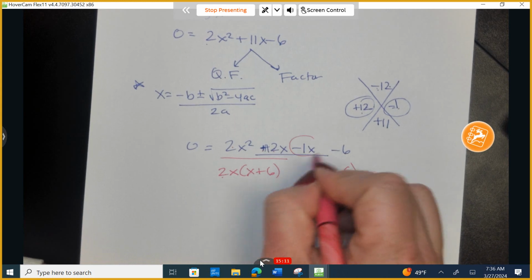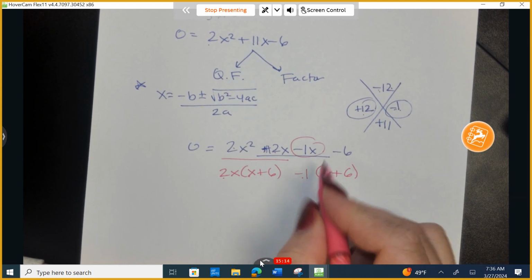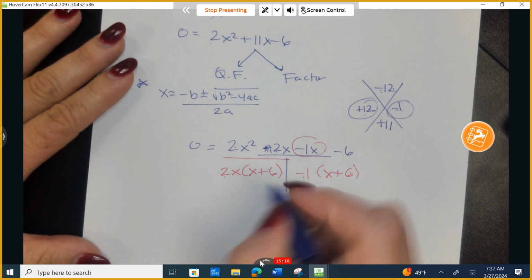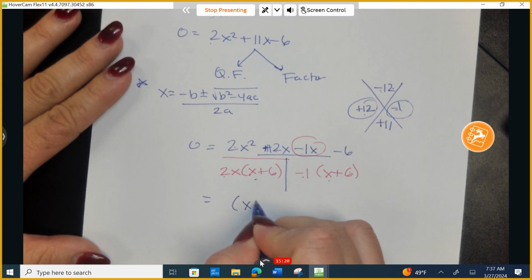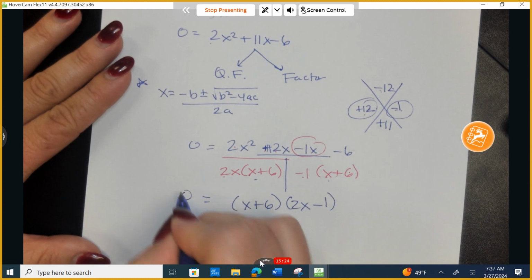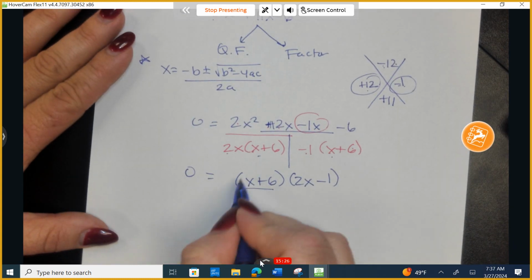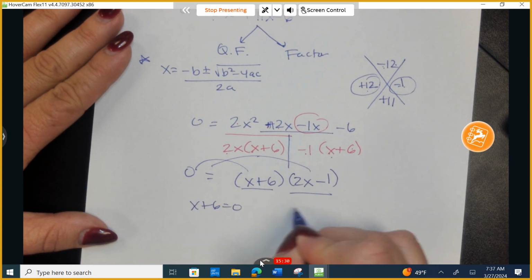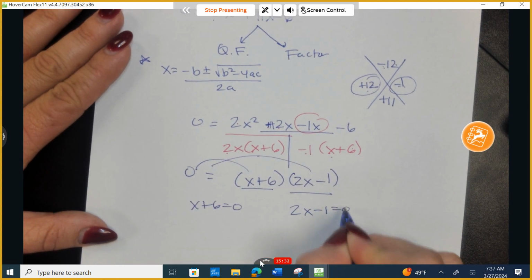What times x gives us a negative 1x? A negative 1. Negative 1 times 6 is, in fact, a negative 6. Okay, both the front and the back contain an x plus 6. In front is a 2x, and back is a negative 1. We're going to set each of these quantities equal to 0, and we're going to solve. X plus 6 equals 0, and 2x minus 1 equals 0.